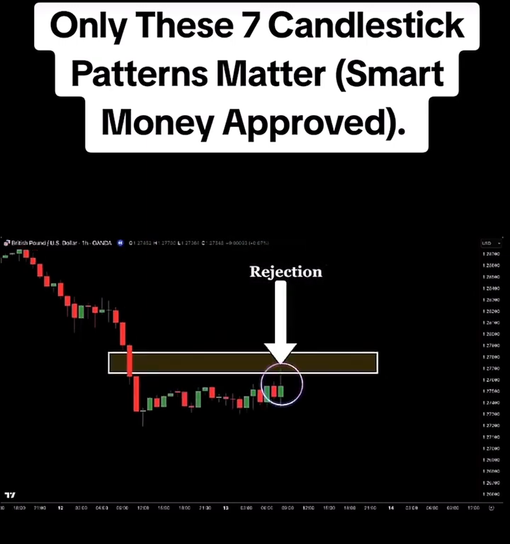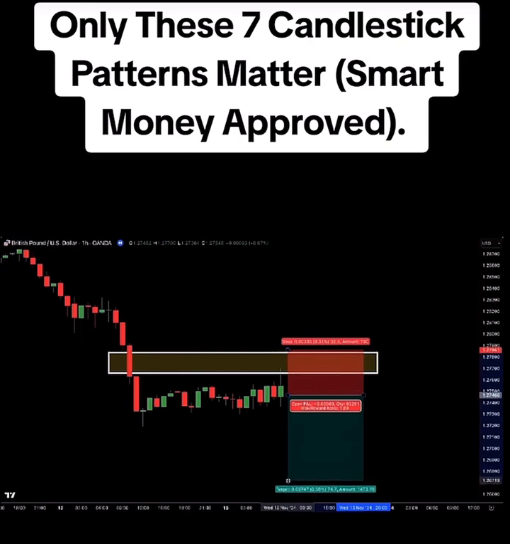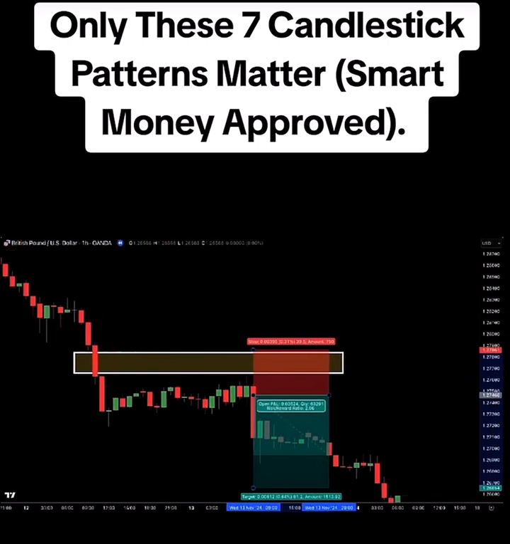As you can see, the market gets rejected immediately. That's our entry signal. We place the entry at the close of the rejection candle. Stop loss goes just above the zone, and the target, the next support level. Ideally, the reward should be at least twice the risk, giving you solid risk-reward alignment. Look at what happened next. As you can see, the market went down after this pullback.